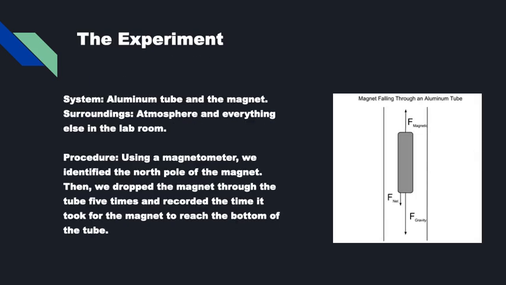For the experiment, the system was the aluminum tube and the magnet. Surroundings was everything else. For the procedure, we used a magnetometer to identify the north and the south pole of the magnet. Then we dropped the magnet through the tube 5 times and recorded the time it took for the magnet to reach the bottom of the tube.